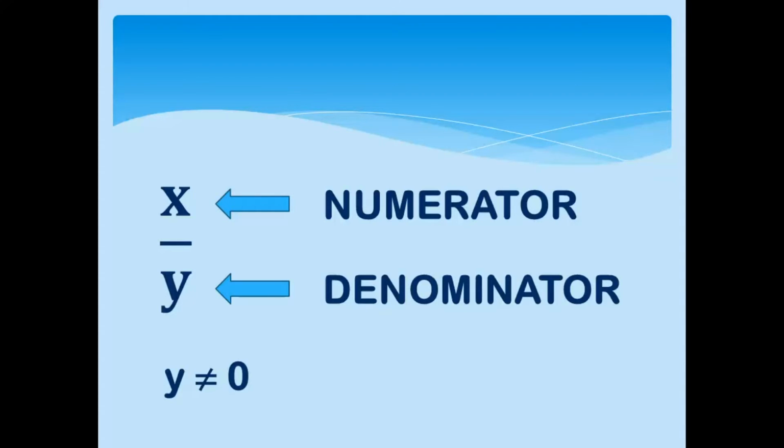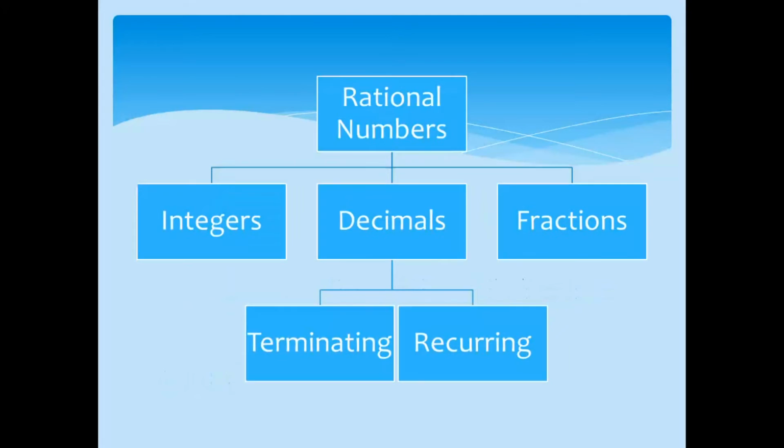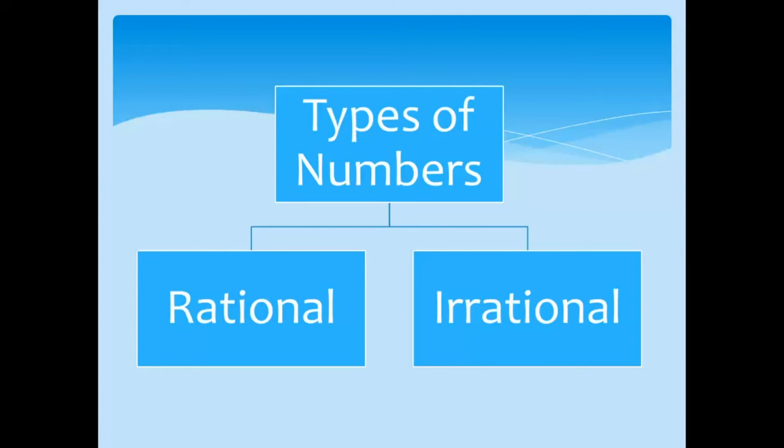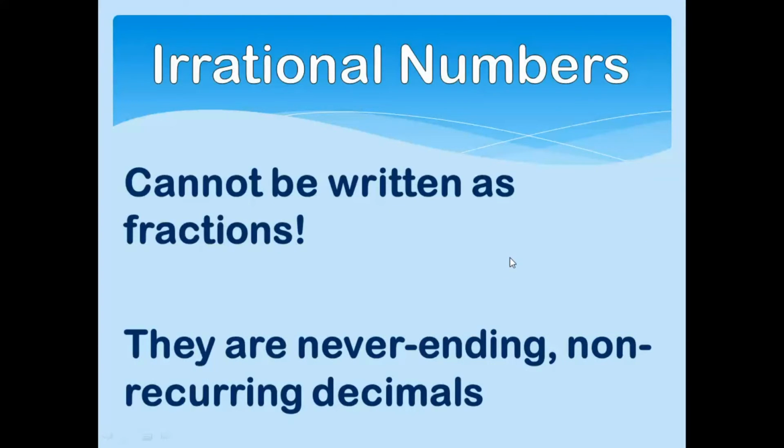So fractions are also pretty simple. The three types of numbers that we've seen so far, integers, decimals, and fractions, fall into the category of rational numbers. They are nice, they're simple. On the opposite end, we have irrational numbers. These are kind of messy. Okay, very messy. These are numbers that cannot be written as fractions.